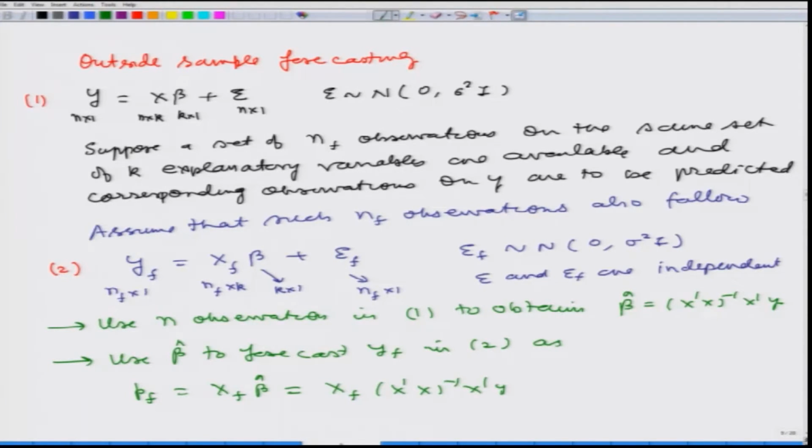So, now we are going to use this same predictor for average value forecasting and actual value forecasting. Okay. So, now we consider the first situation in which we are considering the average value forecasting.